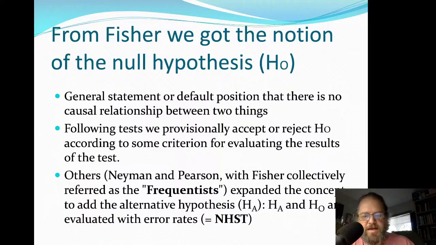And so the idea then is to calculate what are called error rates that are associated with those two hypotheses. Error rates are better known as probabilities. How likely are the data explained? You see this difference if the null hypothesis is true.